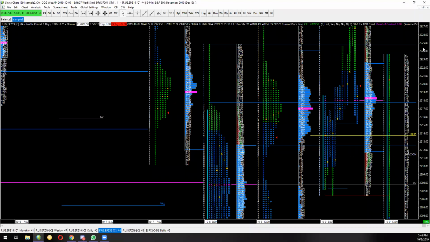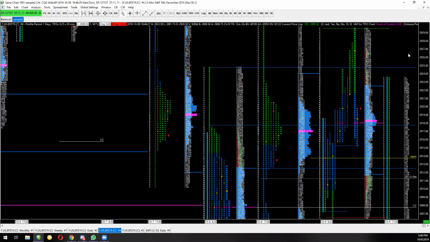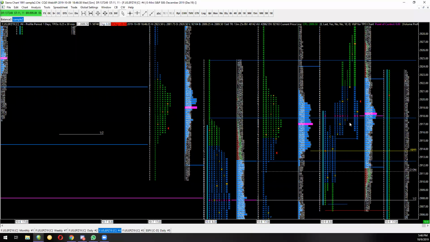And this is another thing that Profile will tell us that other charting software won't. It will show us that the concept of one-time framing means don't get short the market.